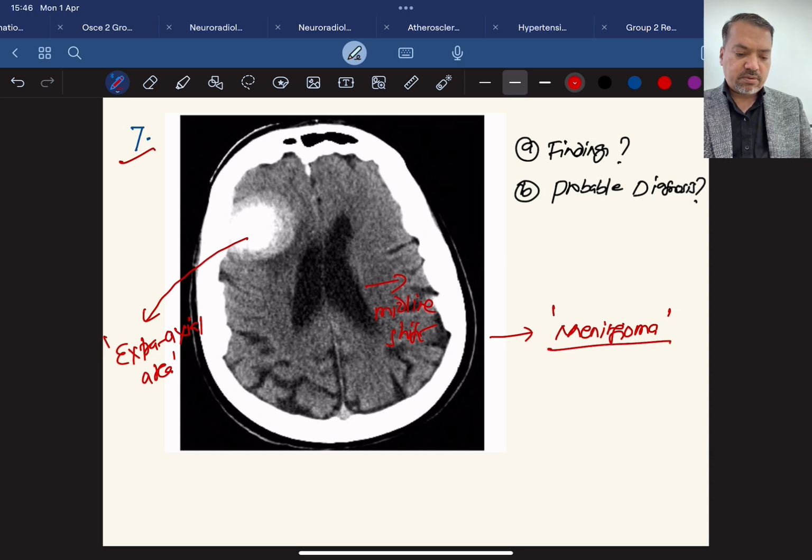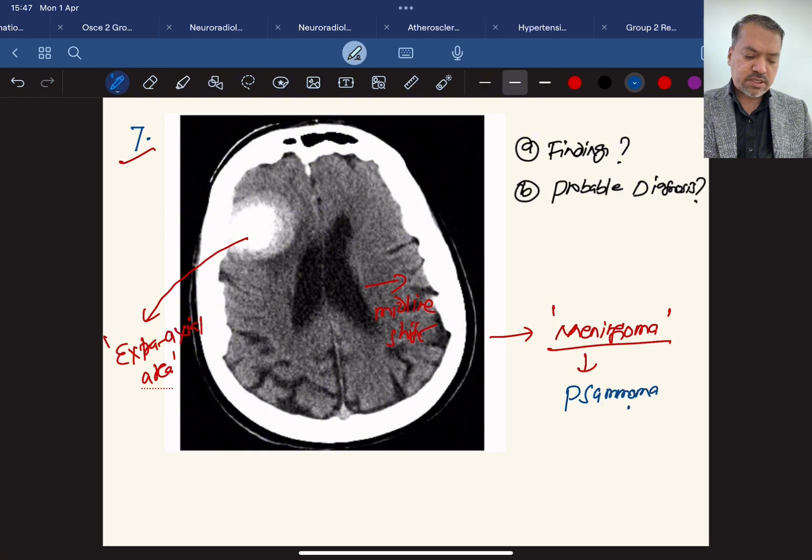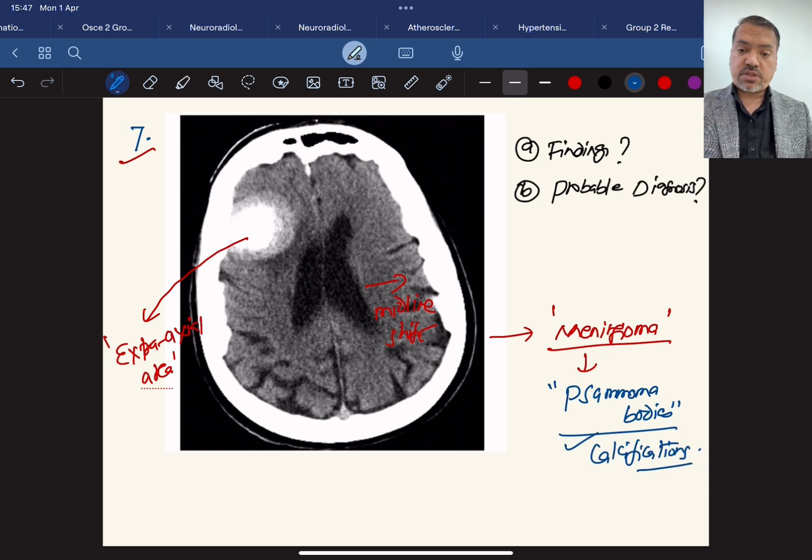Now a little bit of information. Meningioma has the presence of psammoma bodies. Psammoma bodies are areas of calcification inside the meningioma. This is an important question which they ask.